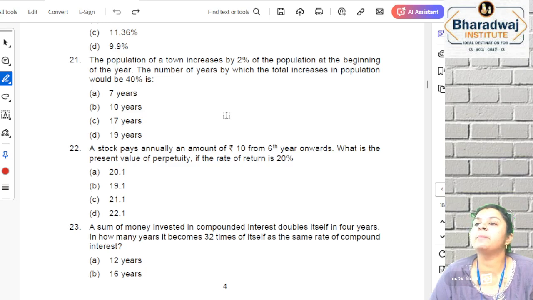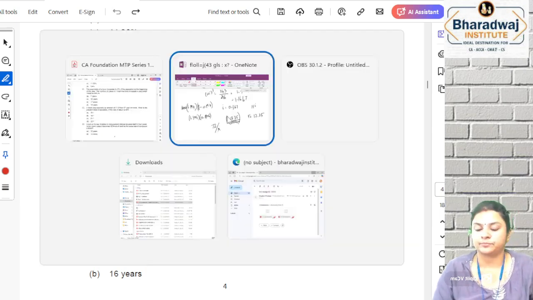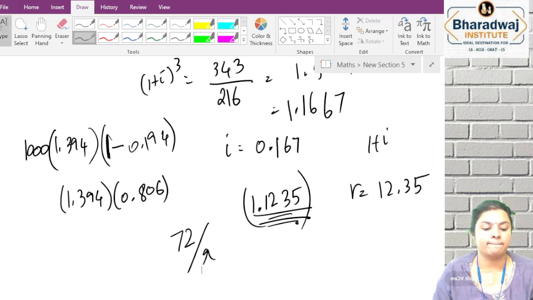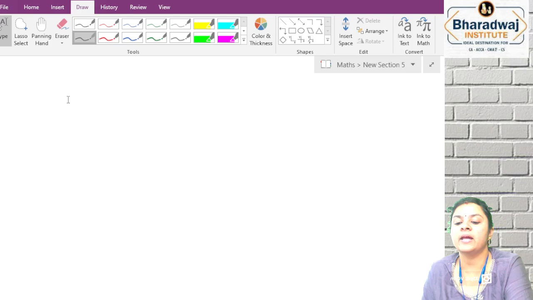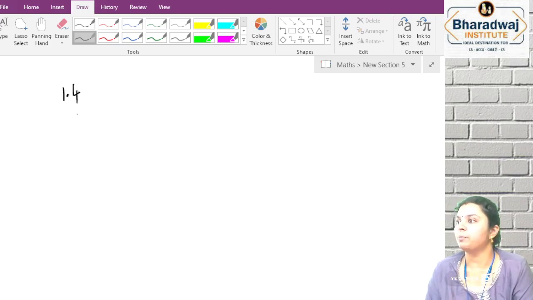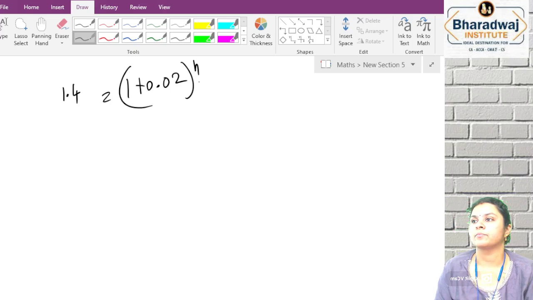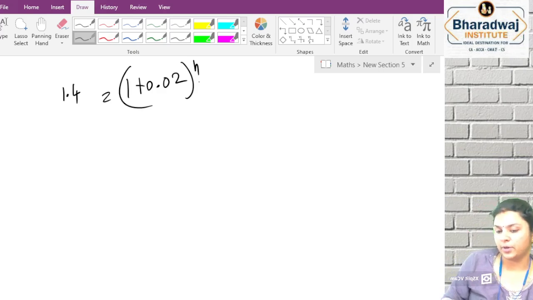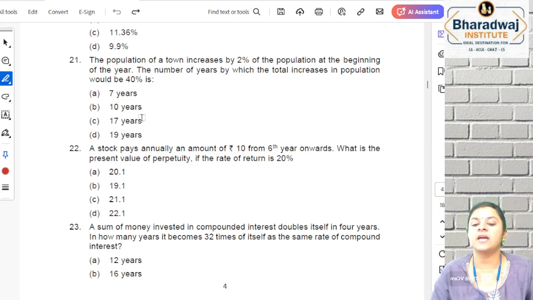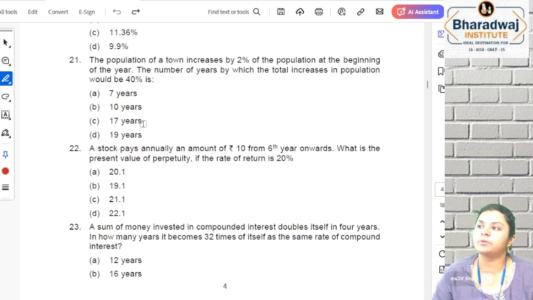So they are asking you when it will become 40 percent. Every year it increases 2%. So in other words, it should become 1.4. 40 percent is 1.40, correct? Which is equal to 1 plus 0.02 the whole power n. Okay, you can just check when it is coming to 1.4. Seventeen. 17, okay. 17 is the answer. Just keep doing, n equal to 17. Right?